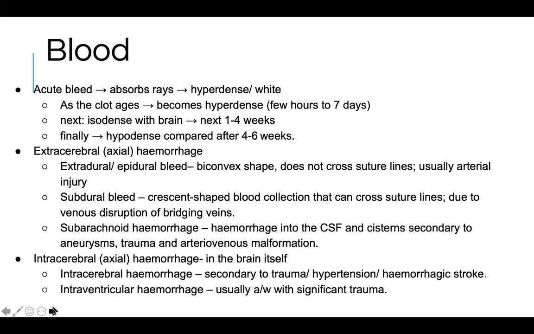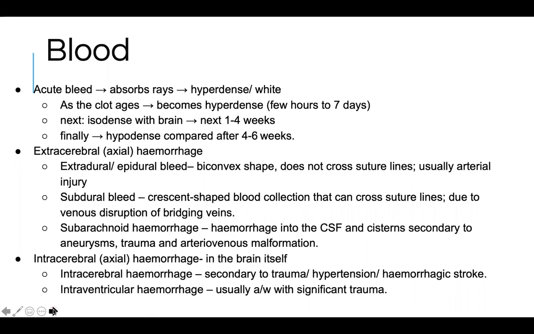So the color of the blood you see is very important because it can tell you when the pathology happened, and if it's something acute or something chronic, or something acute on chronic, where there's different shades of white and gray.